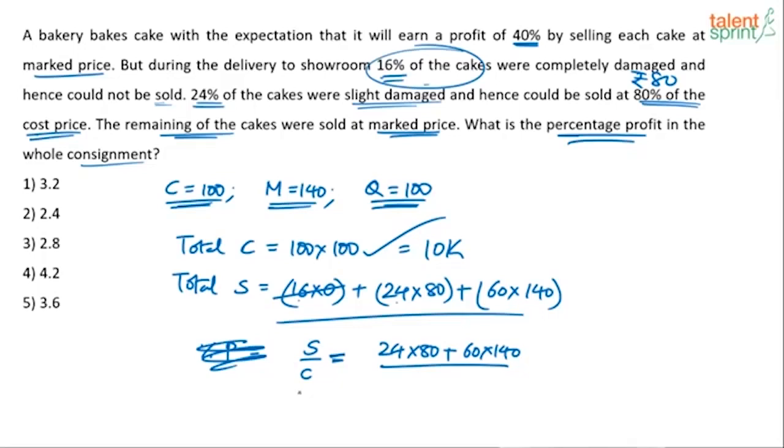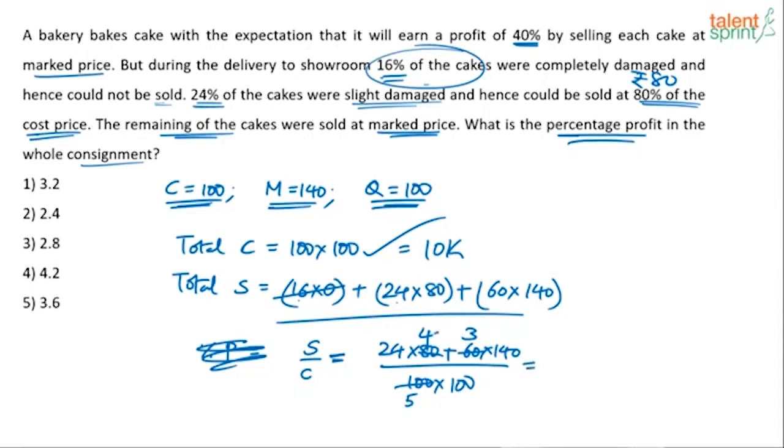This S by C thing I am doing just to simplify the calculation. Actually, the formula for profit percentage is S minus C by C, but we are just taking S by C. I'll tell you how it is useful. Divide selling price by cost price. So 24 into 80 plus 16 into 140 divided by 100 into 100. Look at the advantage. 20 into 4, 20 into 3, 20 into 5. So it simplifies to a great extent.